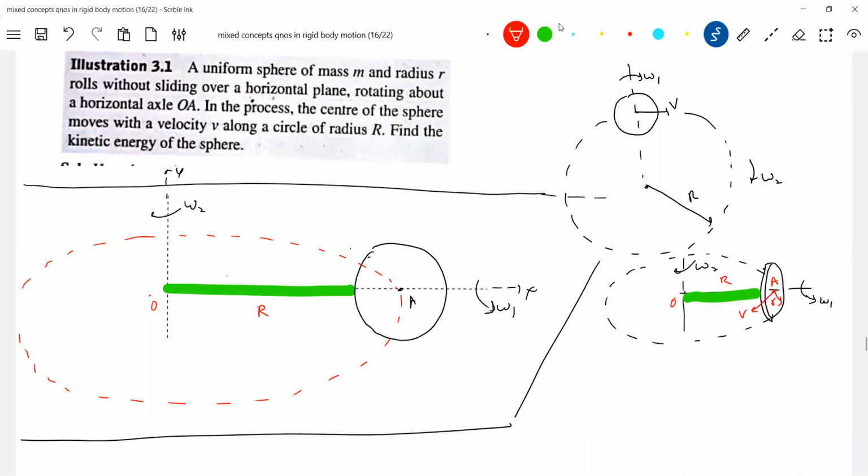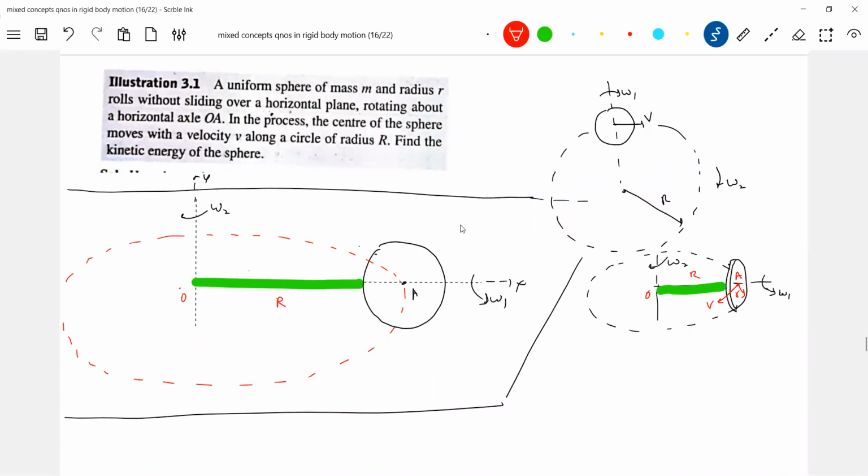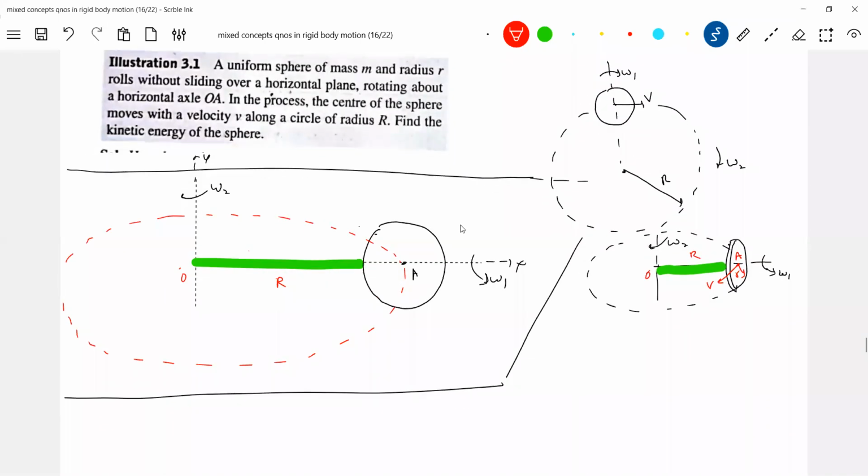So total moment of inertia. It is having rotational kinetic energy about the x-axis and also the y-axis. So we'll write the equation here. Kinetic energy is equal to Kx plus Ky. What is Kx? Ix omega 1 square by 2.